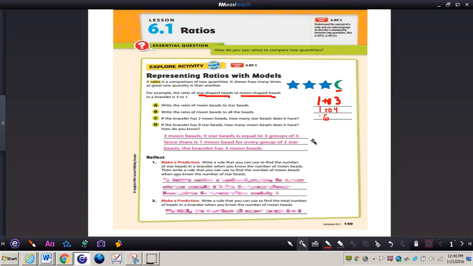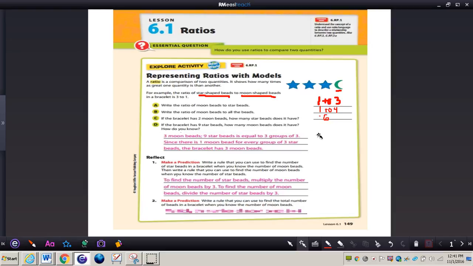So we're going to take a look at the reflect section on 149. It says write a rule that you can use to find the number of star beads in a bracelet when you know the number of moon beads. Then write a rule that you can use to find the number of moon beads when you know the number of star beads. So we'll write this together. I have on the screen, it says to find the number of star beads, multiply the number of moon beads by 3. Why is that? Because the ratio is 1 to 3 or 3 to 1. To find the number of moon beads, divide the number of star beads by 3.